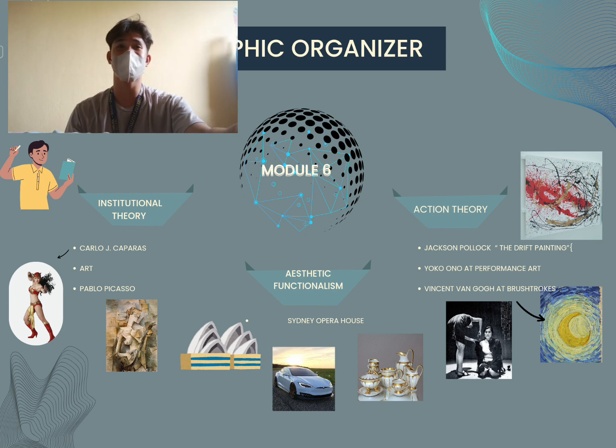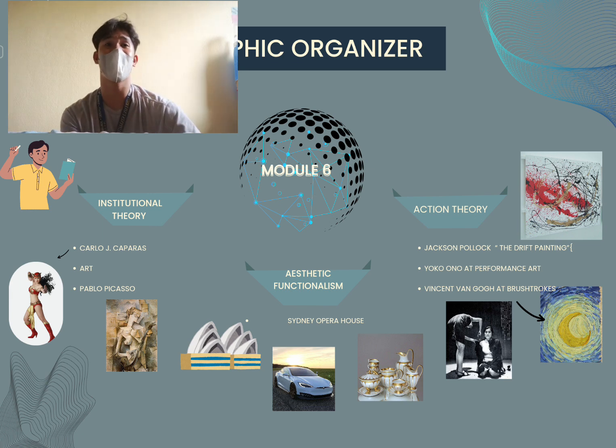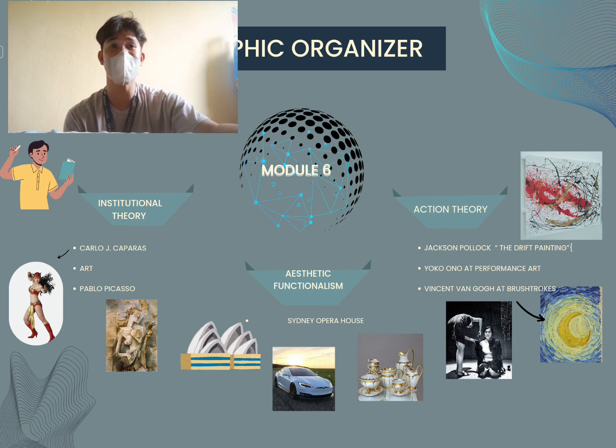And the next one is action theory. First, what is action theory? Action theory is a theory that focuses on the process of making art, especially making art using the actions and movements of the artist while creating a work of art. This theory is primarily associated with the abstract expressionism movement, particularly the style of action painting, popularized by Jackson Pollock, one of the best when it comes to action theory because of his drip painting.